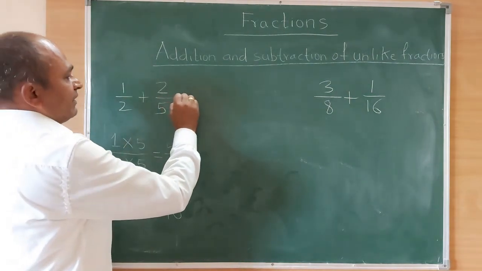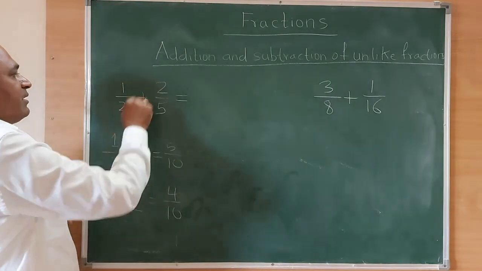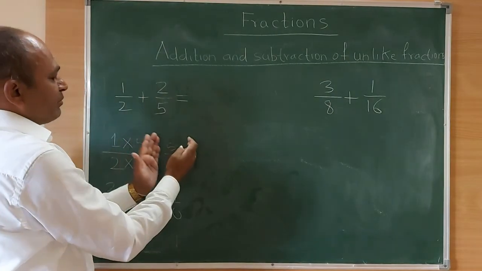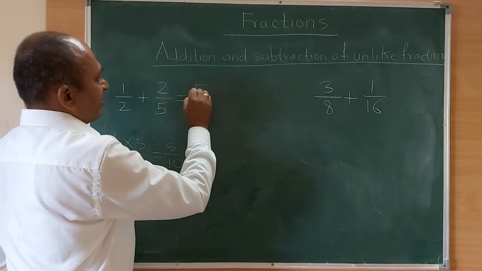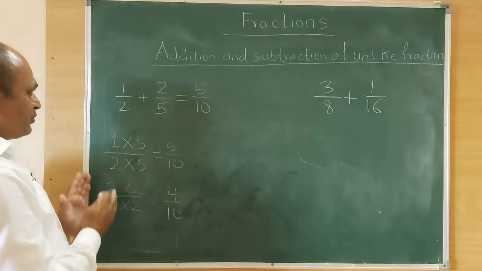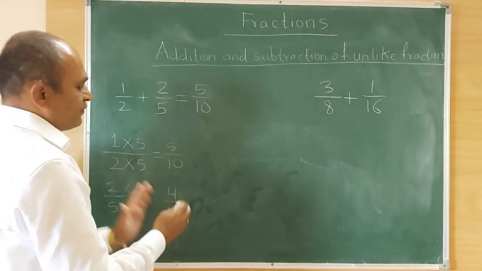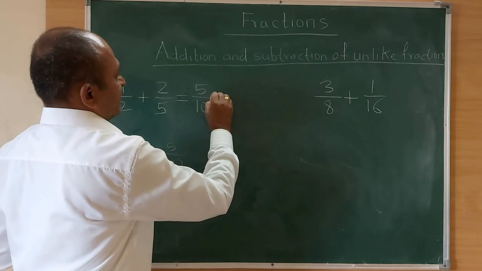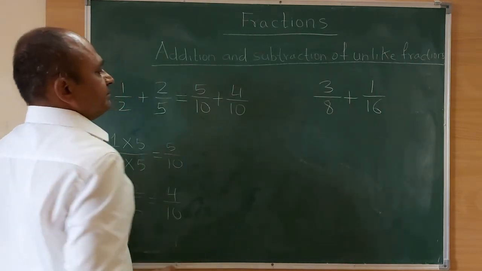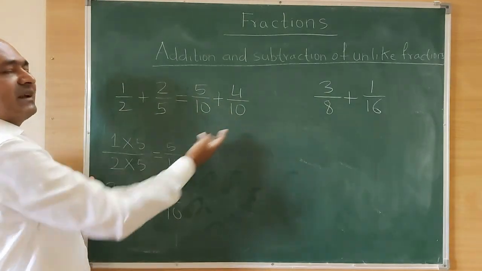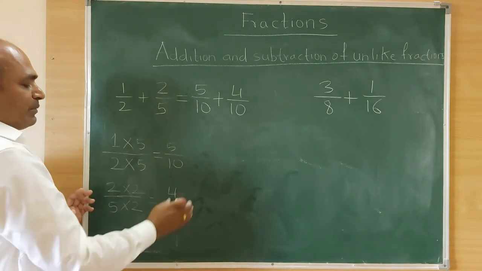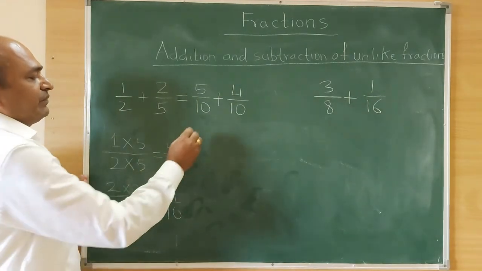So here I can write now, instead of 1 upon 2, I got the equivalent of 1 upon 2 as 5 upon 10. And I got the equivalent of 2 upon 5 as 4 upon 10. So 5 upon 10 plus 4 upon 10. Now the fractions are like fractions. I have converted them into their equivalent forms whose denominators are the same.